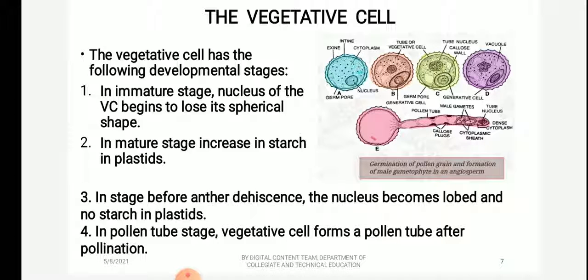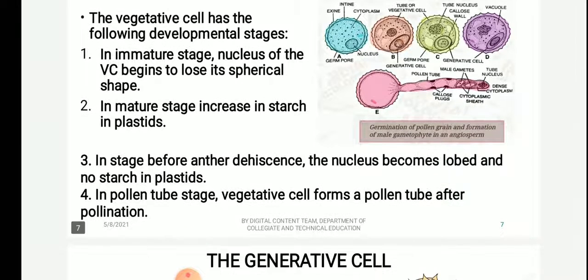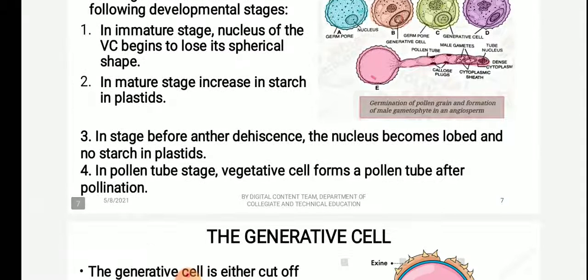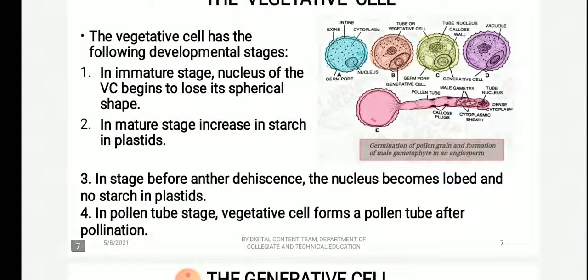In immature stage, the nucleus of the vegetative cell begins to lose its spherical shape. In the beginning, the spherical nature starts getting lost in the vegetative cell, and it starts storing the starch in the mature stage. And in the stage before anther dehiscence, the nucleus becomes lobed and there is no starch in the plastid. And in the pollen tube stage, vegetative cell forms a pollen tube after pollination. Vegetative cell can also be called as tube cell, and vegetative nucleus can also be called as tube nucleus.